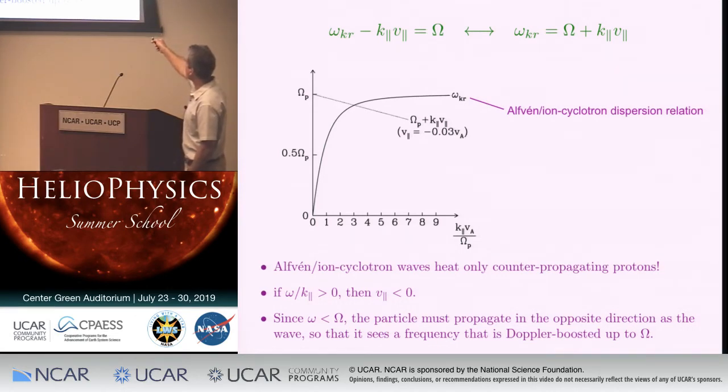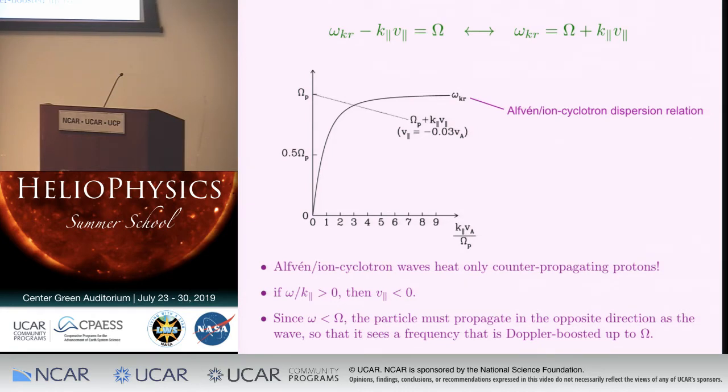So let's plot two lines. Omega of k, that's the dispersion relation. That's this solid line here. That's the dispersion relation for Alfvén ion cyclotron waves. What I was saying earlier is that at small k parallel, that's large wavelength, you're down here and the dispersion relation is linear, that's the Alfvén wave regime. As you get to higher k parallel, that's shorter wavelength, the dispersion relation asymptotes up to the cyclotron frequency of the protons.